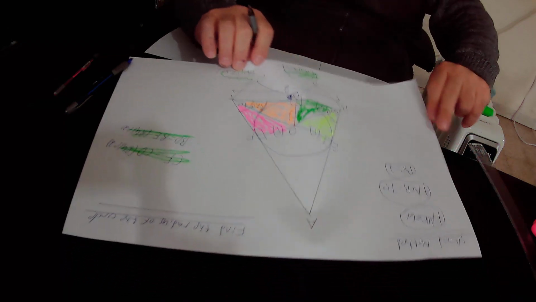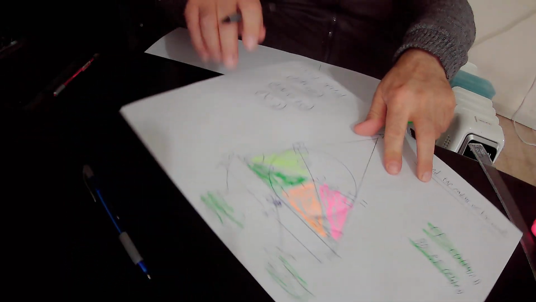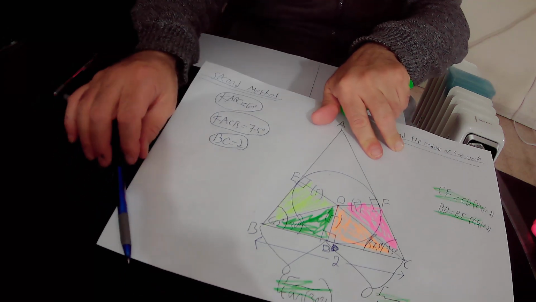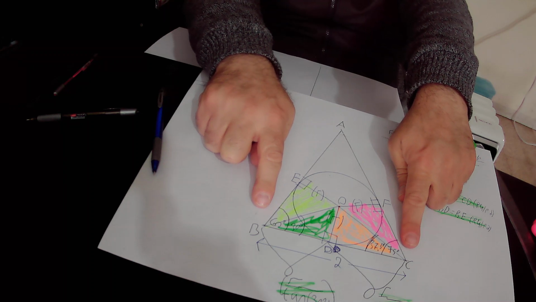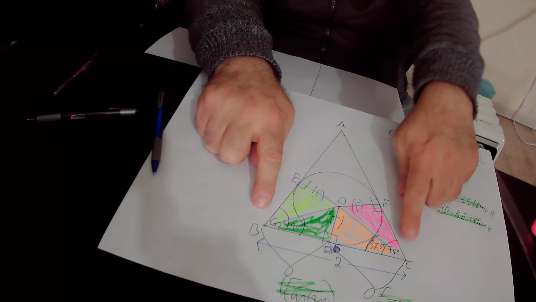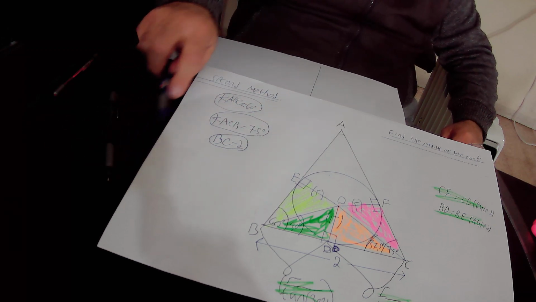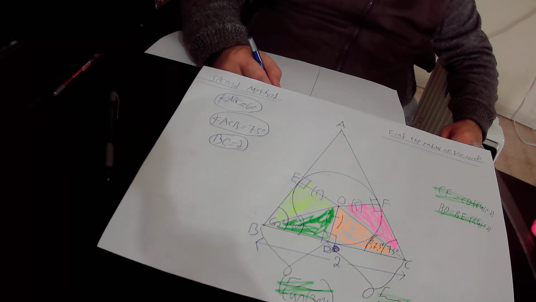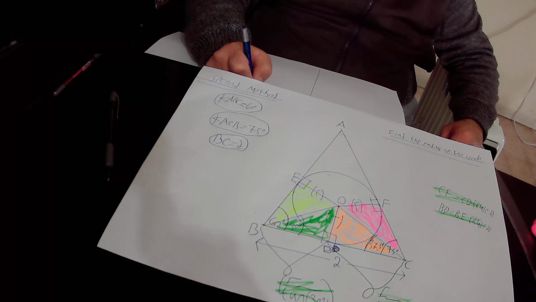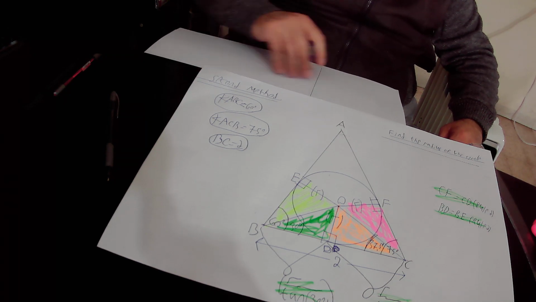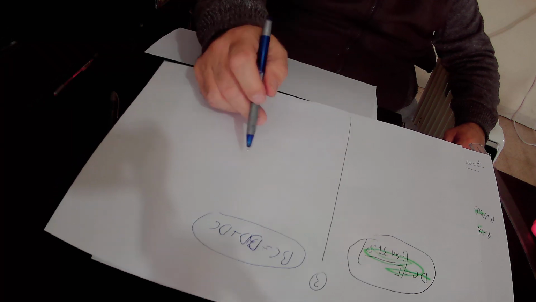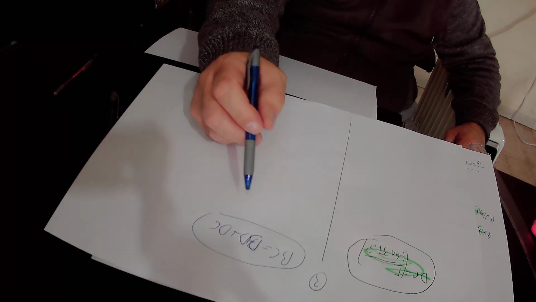So here it is very easy to see from the drawing that side BC equals BD plus DC. Again, BC equals BD plus DC. So I write it down. BC equals BD plus DC. Okay, again, from the drawing it is very easy to see that BC equals BD plus DC.